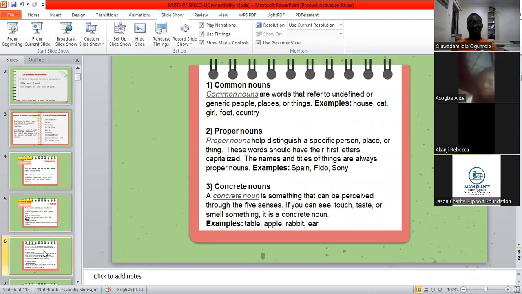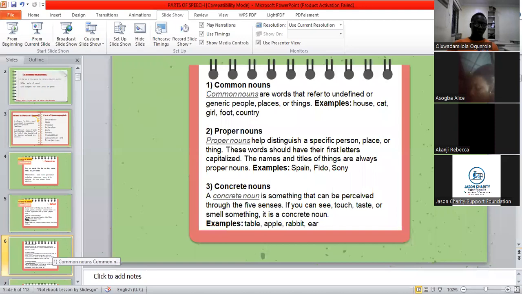Thirdly, we are looking at concrete nouns. We said these are nouns that can be perceived through the 5 senses. If you can see, touch, taste, smell something, we'll say that that thing is concrete. If you can feel something with your hands, if you can see with your eyes, if you can taste it with your tongue, or you can perceive either the aroma or the odor with your nose, it means those things that you have seen are what? They are concrete. So we can have the table, we can have apple, we can have rabbit, we can add air, and some other examples as concrete noun.